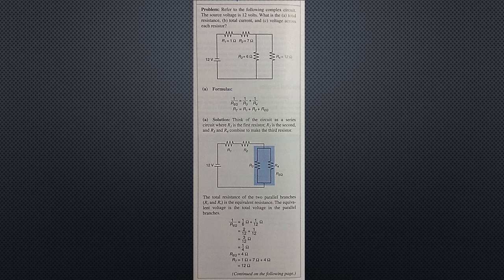Shown on the screen is sample problem 1-3. Refer to the following complex circuit. The source voltage is 12 volts. What is A, total resistance, B, total current, and C, voltage across each resistor? For this problem, we use the formula 1 divided by the resistance at EQ, which equals 1 divided by R3 plus 1 divided by R4. The other formula we use is the resistance total equals the resistance at 1 plus the resistance at 2 plus the resistance at EQ.